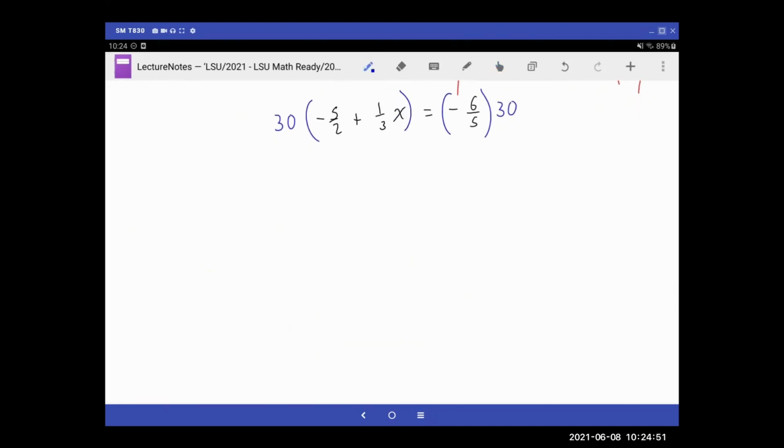If I distribute this 30 times -5/2, you can simplify that. Think about that instead of 30 times -5/2. Think about if that 2 were actually just under the 30. You can divide that first, actually. So 30 divided by 2 is 15. So really the problem is just 15 times -5, which would be -75.